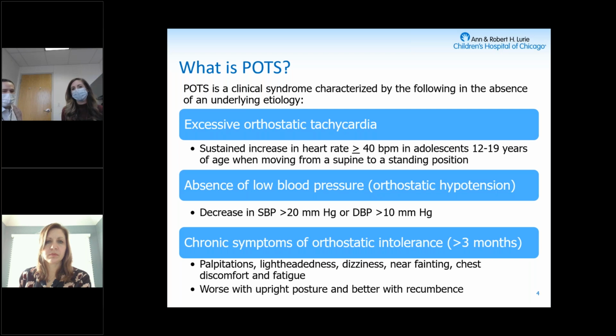And typically with orthostatic hypotension, you see that drop immediately as soon as you go from a supine position to a standing position. In the case of POTS, you have a normal blood pressure and your blood pressure does not change very much. You have a very exaggerated change in your heart rate with that change in positioning. And what's very interesting about it is that it continues.